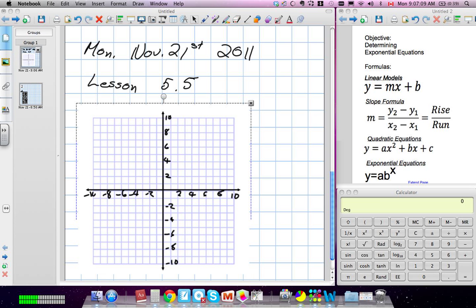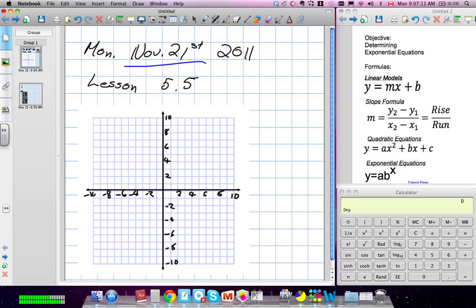Okay, today is November 21st, 2011. We're on lesson 5.5. We're going to be dealing with exponential equations. We've put them on the other side there.